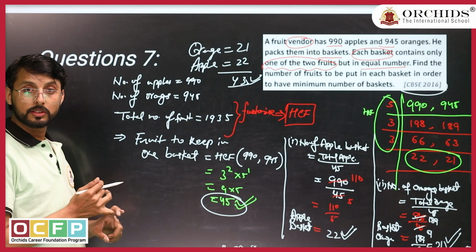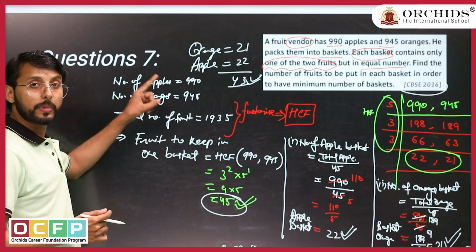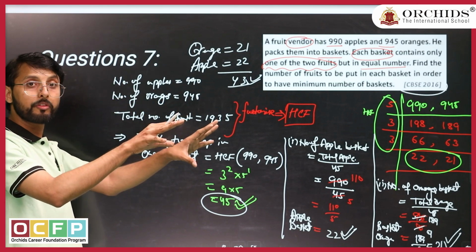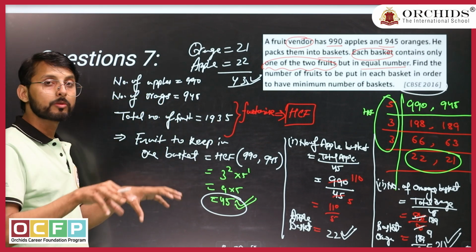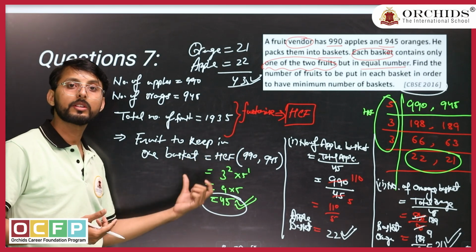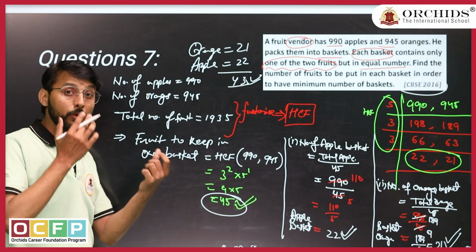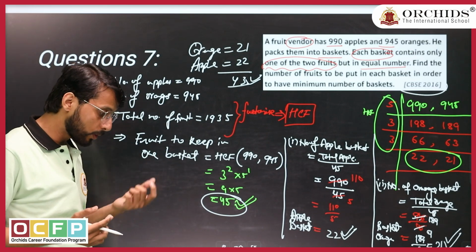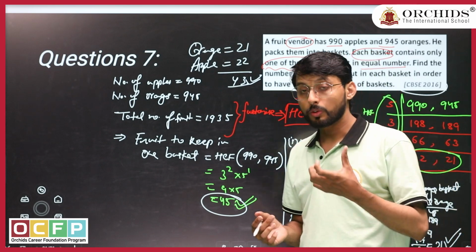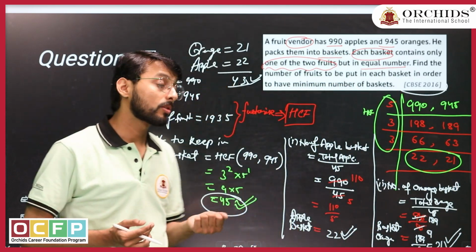What we did first? Again, number of apples, number of oranges, total. Since we have to keep the same fixed amount in some small amount, it means I am factorizing. Factorizing means HCF, and we got HCF as 45. Now the unit cost we got, like in lower grades we used to do: 1 apple costs this much, so how much will 10 apples cost? So if you know the unit price, you can easily solve the question.